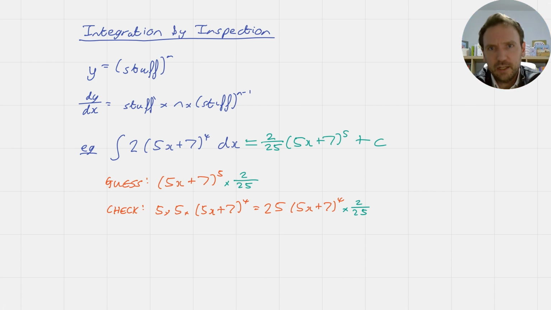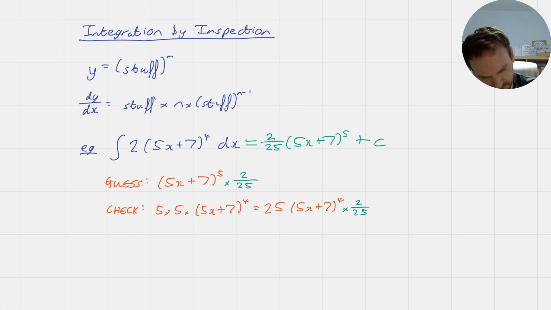So we start by making a guess of the bit we're expecting to appear without worrying about the extra bits, the 5x plus 7 to the 5. Do our check and then make any corrections. We can only make a correction if we're multiplying by a constant. If you find you're having to multiply by x or something like that, then that would change the differentiation a lot because you'd then need the product rule to differentiate your guess. So we can only make our change if we're multiplying by constants, but if we're doing that, then it's nice and easy to do so.